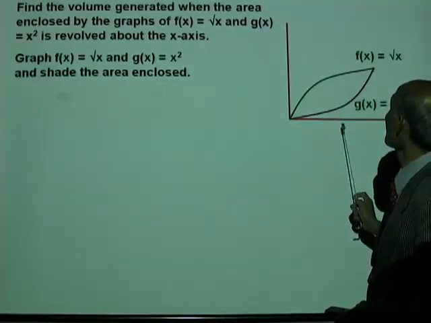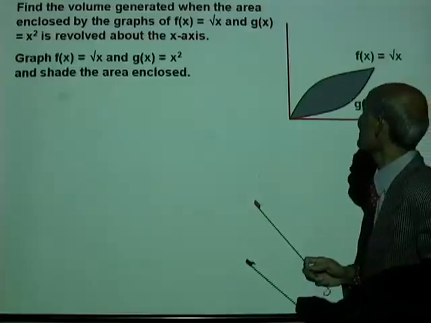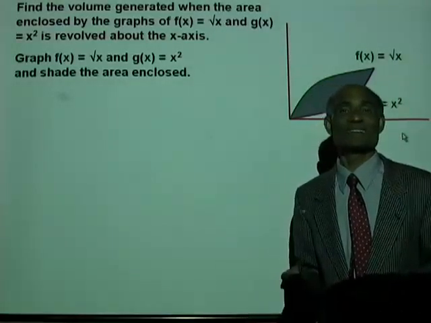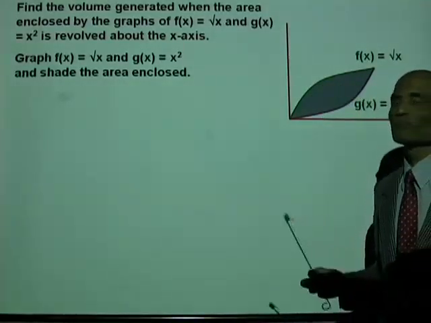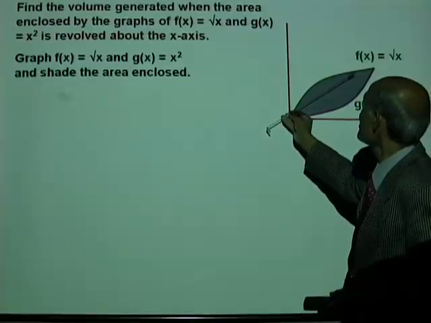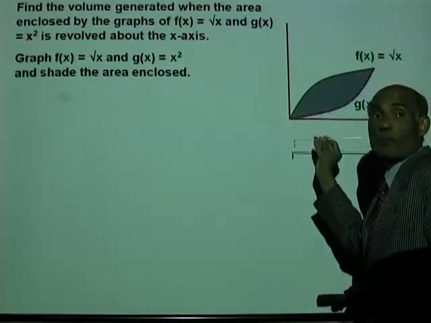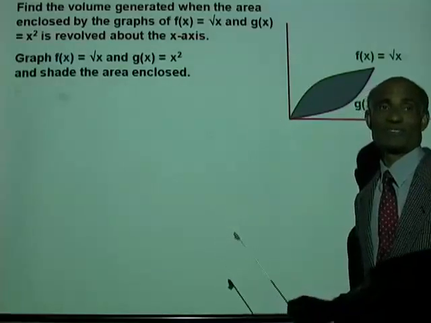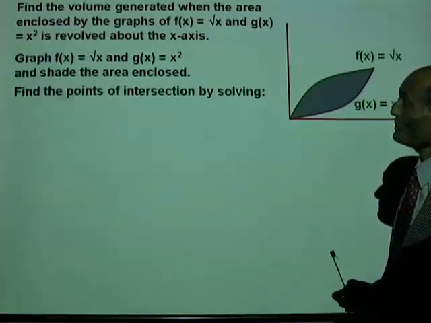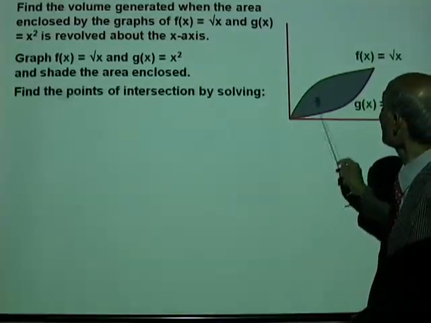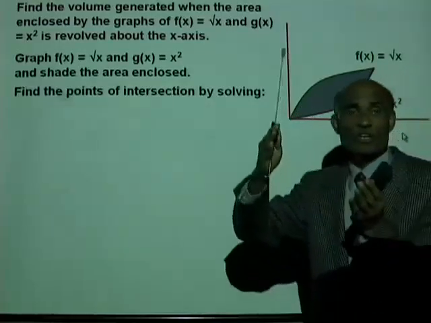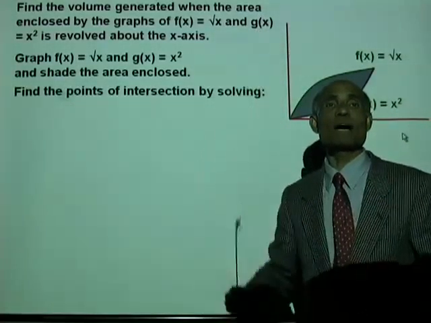That's the one. In fact, you notice that it's the same area as we considered before. So, this is now going to be revolved about the x-axis. Alright, what do we do? First of all, find points of intersection so that we get the upper and lower limits.